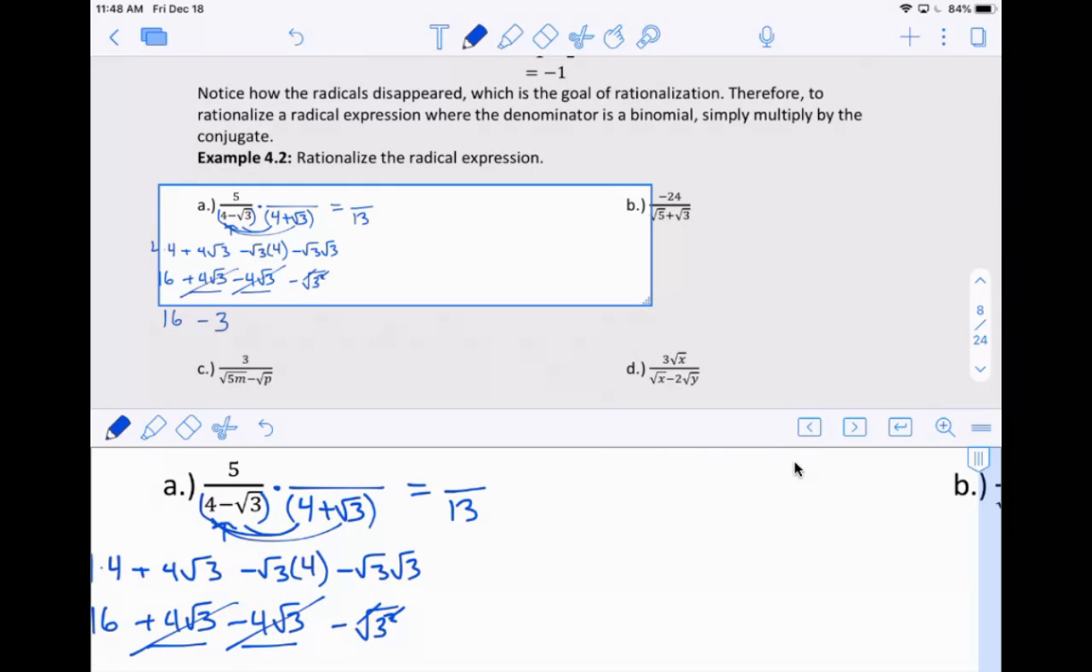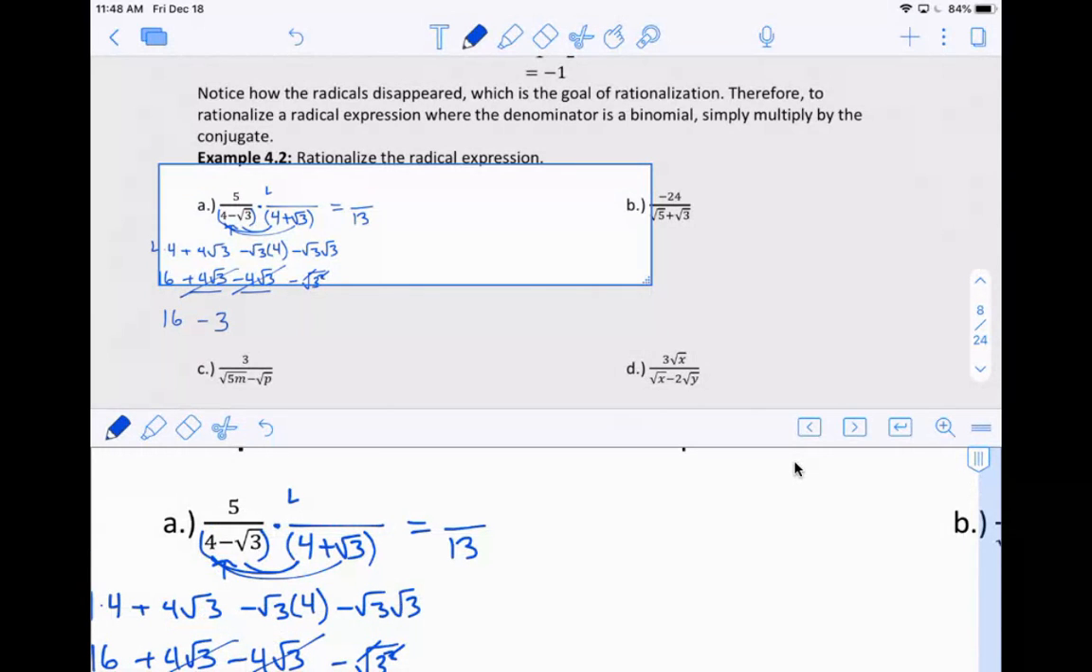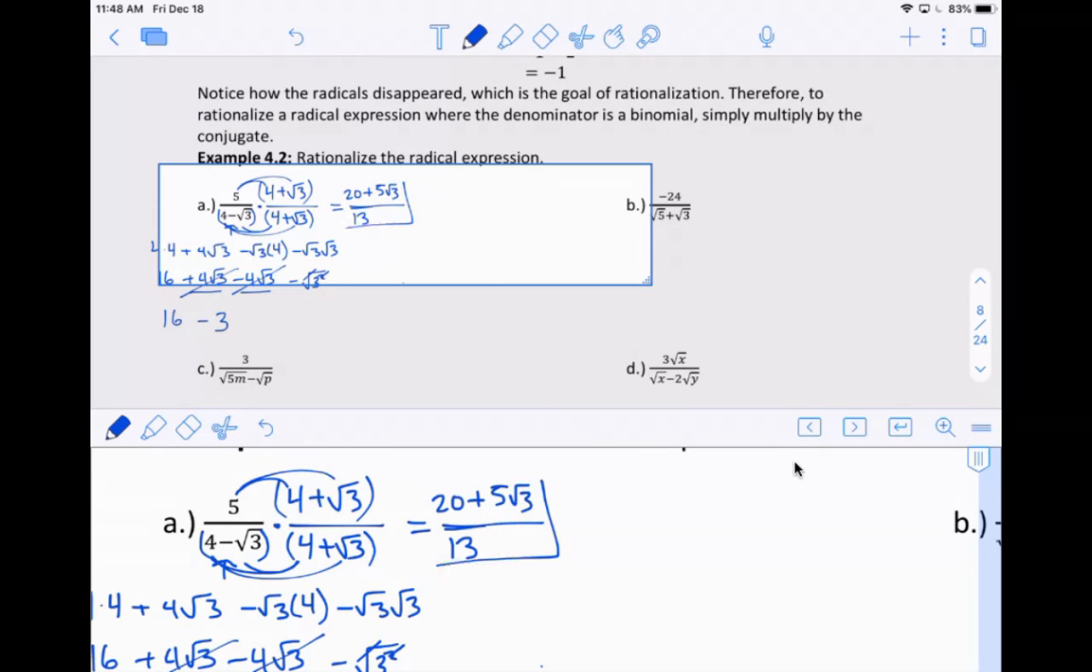Okay. Just like any other fraction, what we do to the bottom, we have to do to the top. So I'm going to multiply the top by 4 plus root 3. This one not nearly as bad because there's only one thing in the top, so I just do a little distribution. We get 20 plus 5 root 3. And really, at the end of the day, it may be worth your effort to distribute. It may not be. Sometimes 5 times 4 plus root 3 is okay as well. That would be our rationalized fraction.